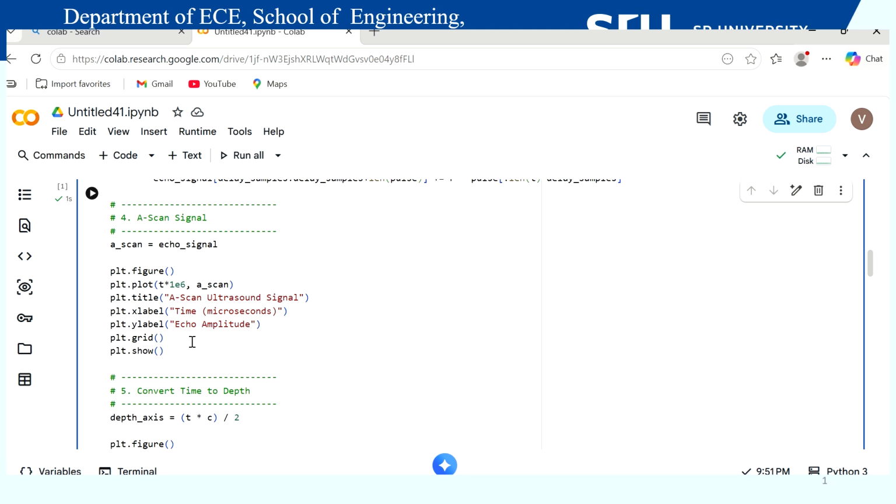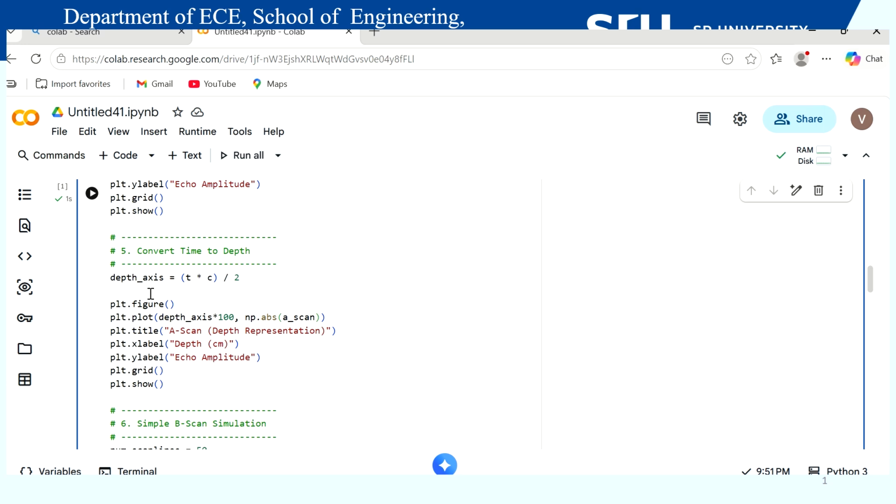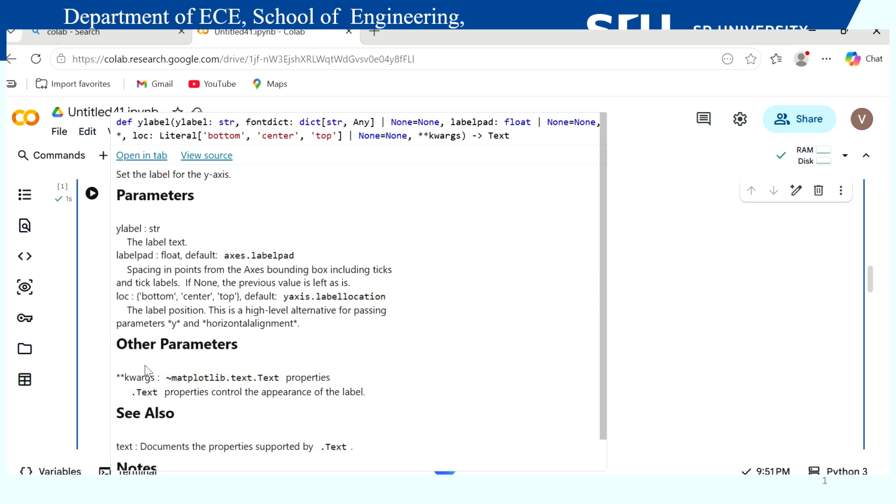It converts time to depth. So depth_axis is equal to t times c by 2. We reverse the delay equation so that d equals ct by 2. Now the horizontal axis becomes depth instead of time. This is how real ultrasound machines calculate depth.